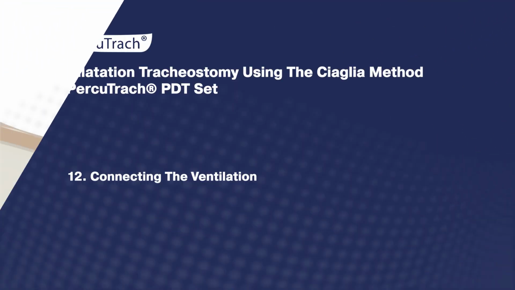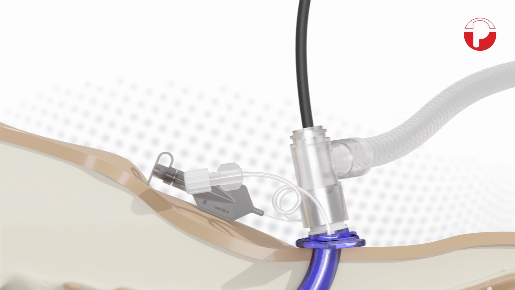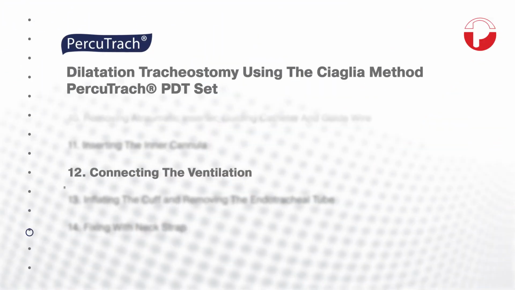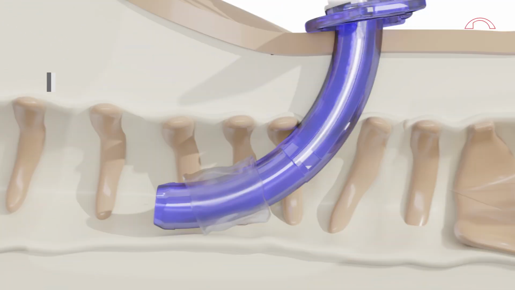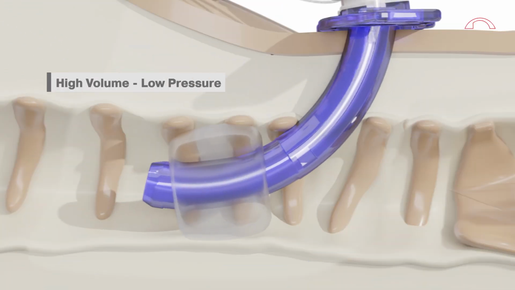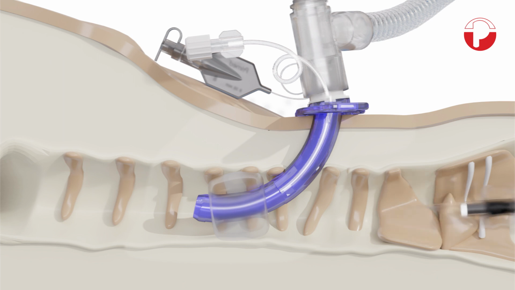Then the breathing circuit with the attached bronchoscope can be switched to the tracheostomy tube, and at the same time the position in the trachea can be checked. Now the cuff can be inflated. Before the endotracheal tube is finally removed, the trachea and position of the cuff should be rechecked via the tube by using the bronchoscope.